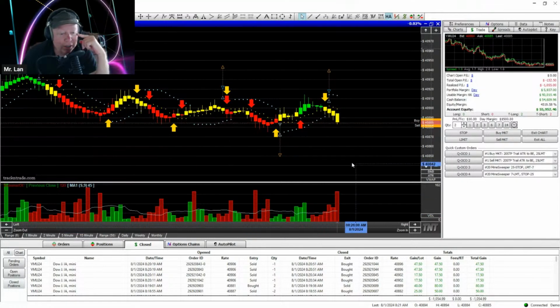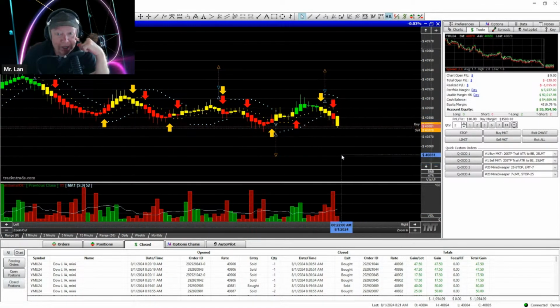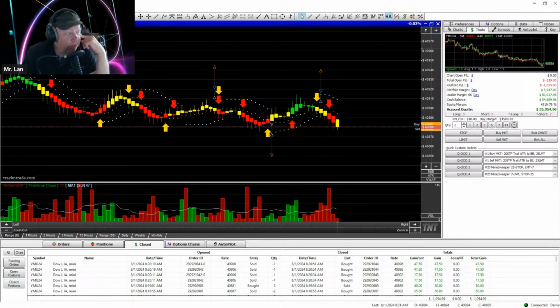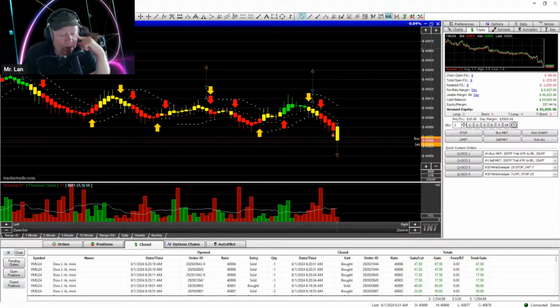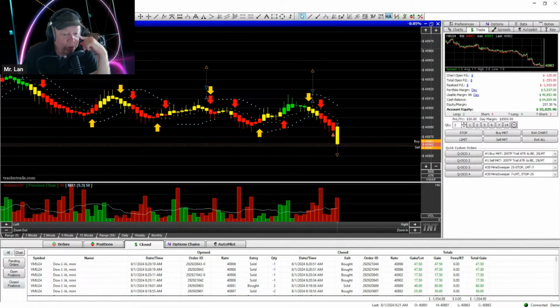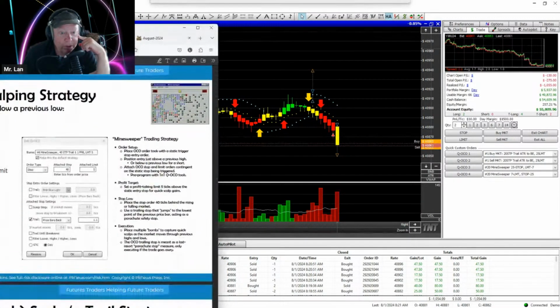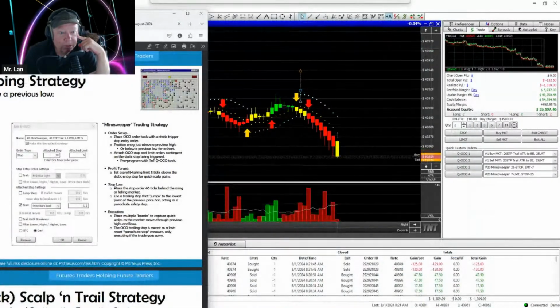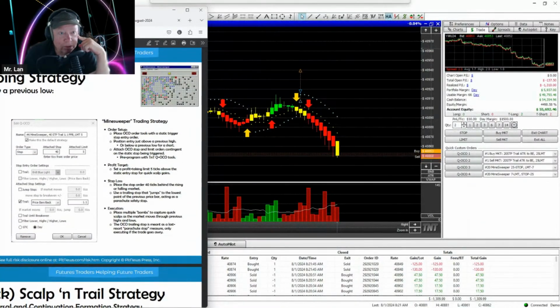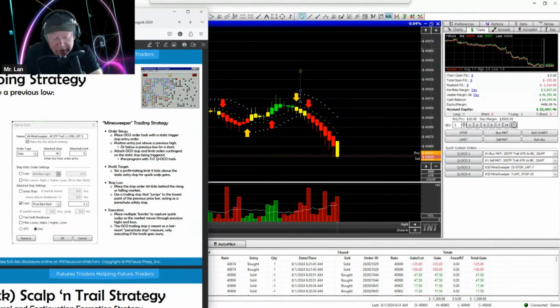We're doing the Minesweeper strategy. So for those of you who are just checking in with us, I see our numbers are starting to go up. Got a few more people watching. We're doing a strategy we call the Minesweeper. All right, I'll pull that up for you just real quick. This is the Minesweeper right here, but I'll show you the rules while we watch the market. Look at it go. This is just a scalping strategy.